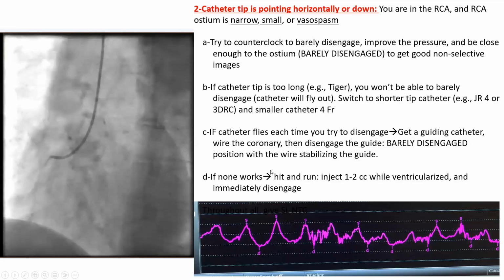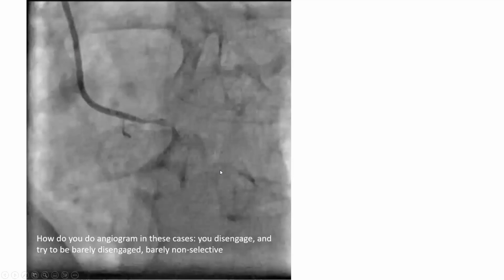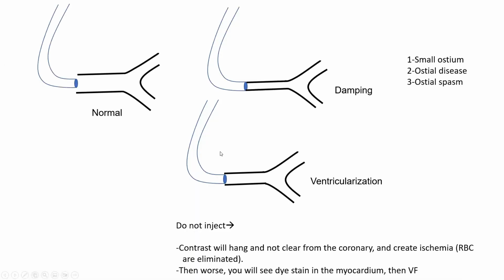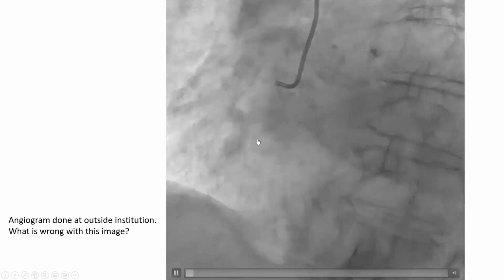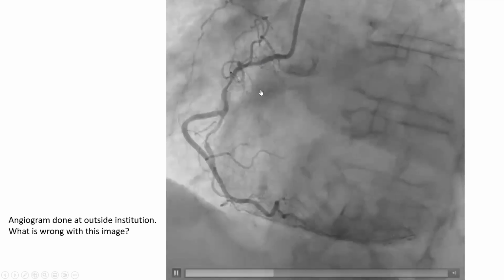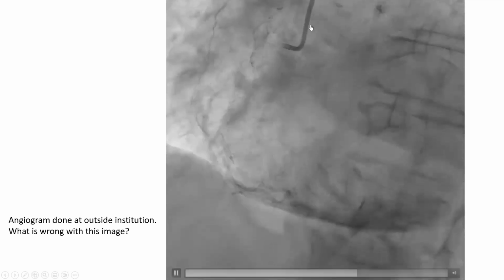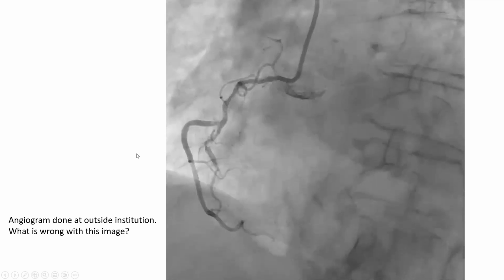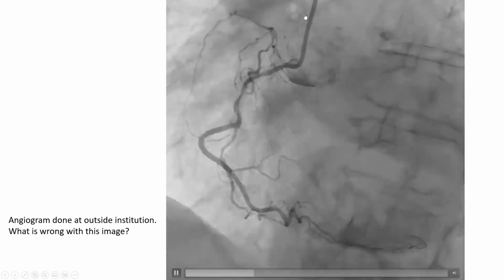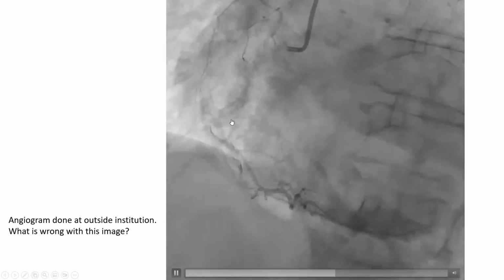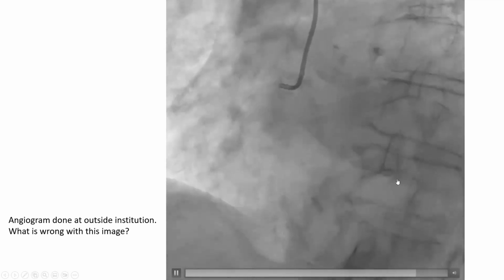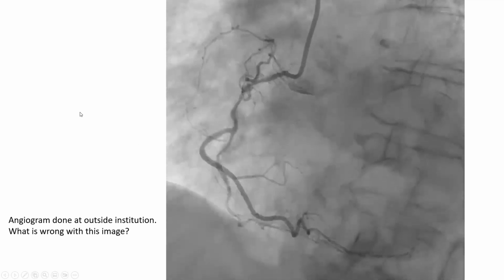Occasionally what I do is something like they did, but I fly it out immediately. So I inject 1 millimeter and I pull it out as I'm injecting. I disengage as I'm injecting. That's what we call the hit and run technique. So I give the blood time to come in and clear that contrast and not stain the myocardium.